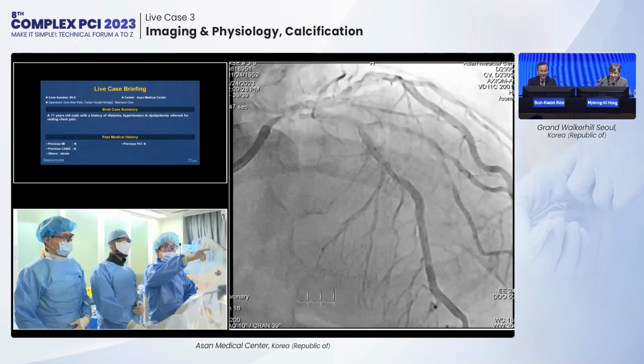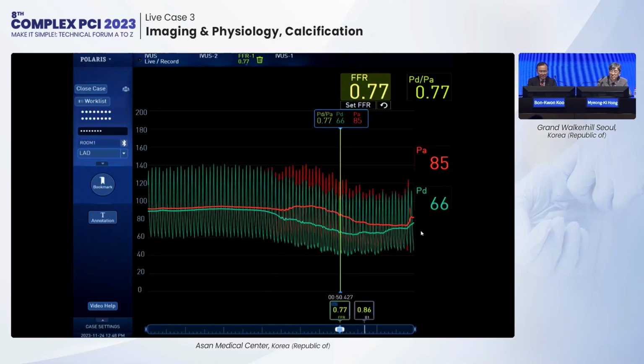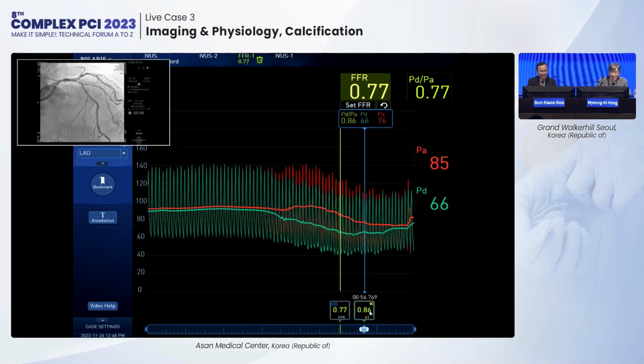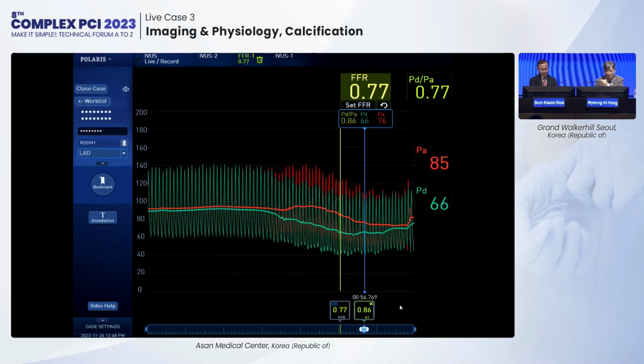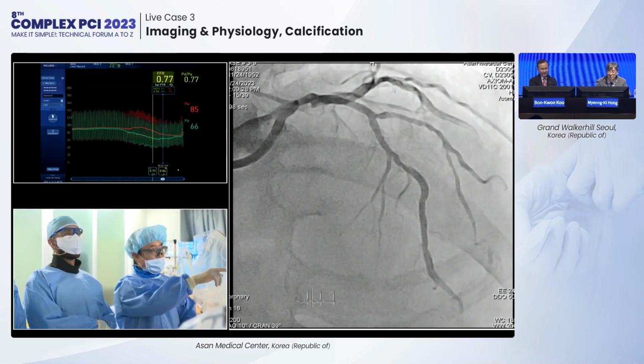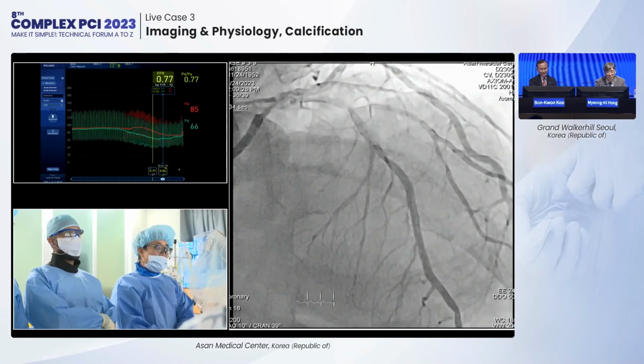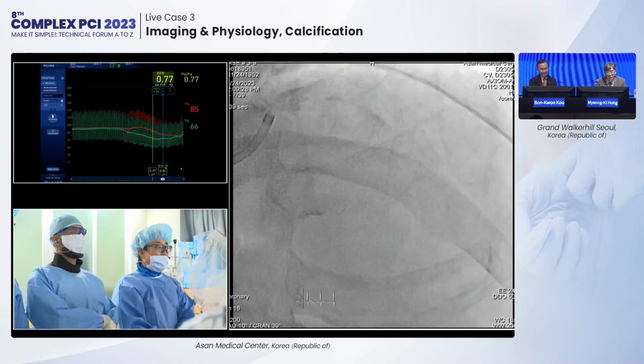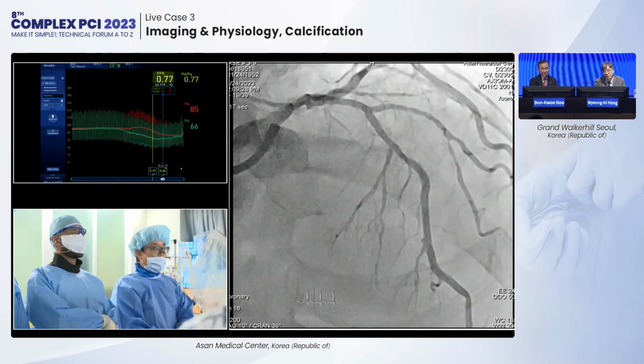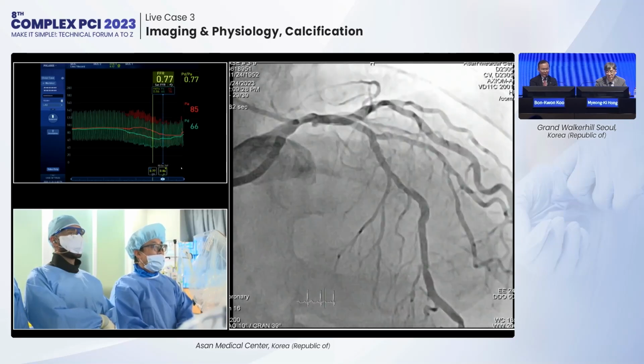Yes, we already checked the FFR from the mid LAD part, and the distal part of the mid LAD's FFR was 0.77, and then it gradually goes up. The first diagonal branch portion is 0.86, and the distal left main is 1.0. So I think the pressure is gradually going up, and on the basis of the FFR in the mid LAD part, this FFR was 0.77. So on the basis of FFR, we should treat with a stent over a long segment, almost the whole mid LAD. Which means anatomically and physiologically, it is a long diffuse disease.